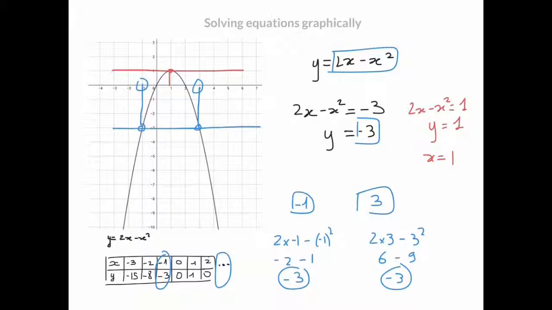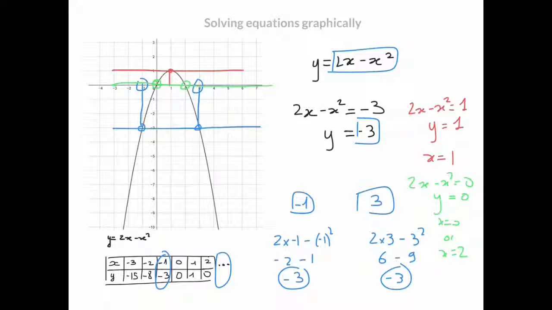Finally, let's have a look at one last situation, and let's try and solve 2x - x² = 0, this third equation. Again, what we want is y = 0 on our graph. This happens on the x-axis, so we're looking for the points of intersection with the x-axis. So our two solutions here are x = 0 or x = 2.